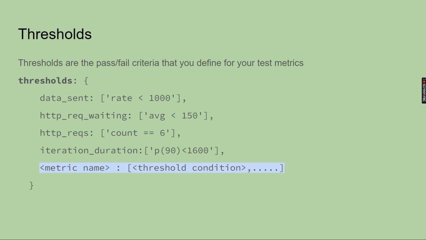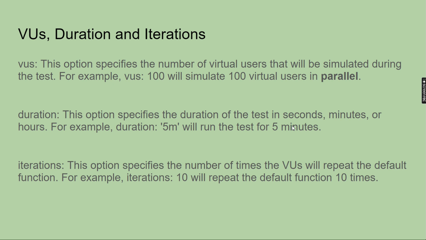However, we will see the detailed practical session after this discussion. Then we will come to know how to decide the metrics and the different thresholds. Basically, the syntax is your metric name, and the value will be the list of threshold conditions. With that knowledge, we will go to the practical.